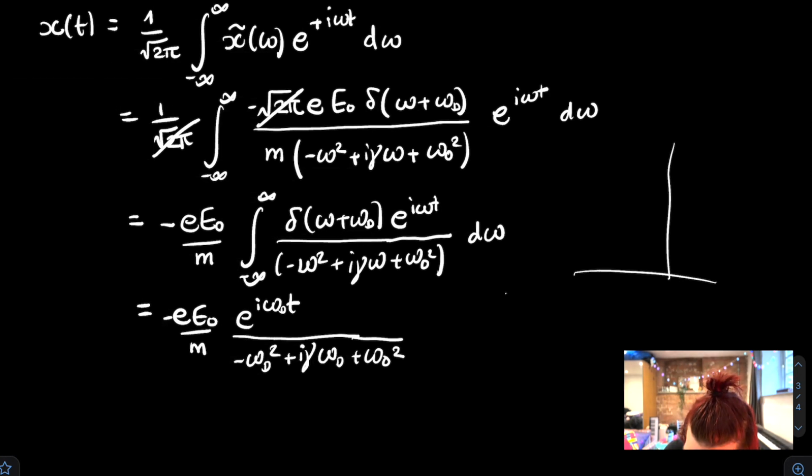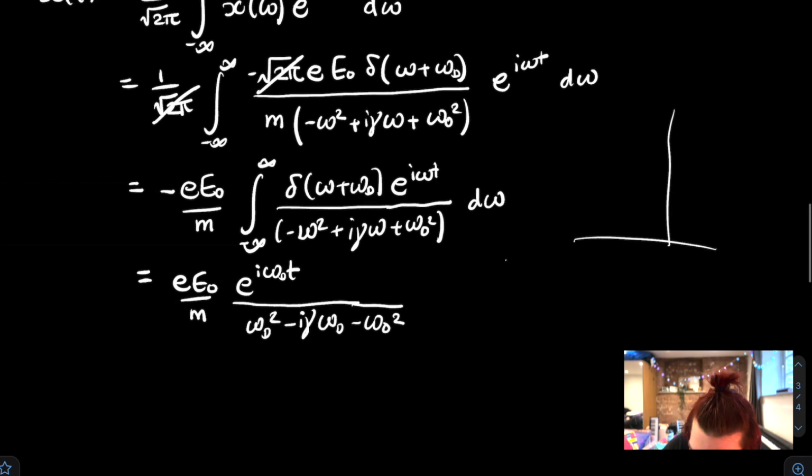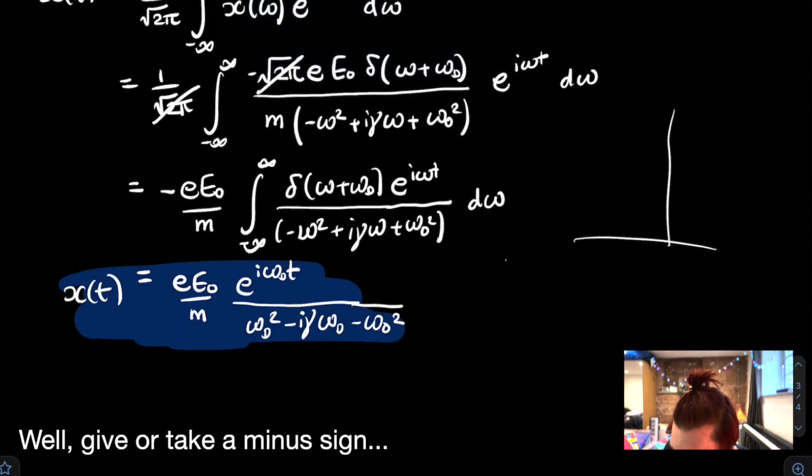So there we go, we pretty much have it. I mean, we can tidy it up a little bit. We can just get rid of this minus sign and change all the signs on the denominator right here. So this will be a minus and this will be a minus right here. But essentially that is our equation of motion. This is our displacement of our electron cloud as a function of time right here.